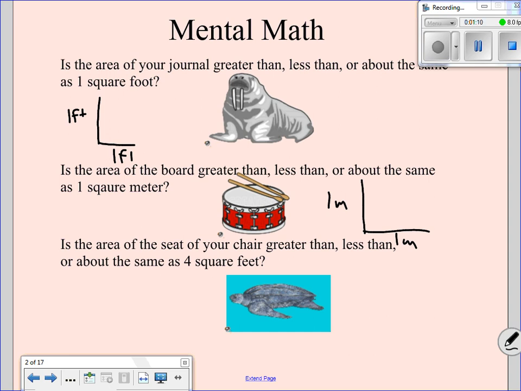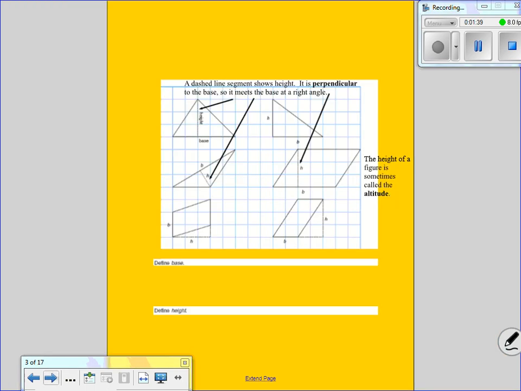Is the area of the seat of your chair greater than, less than, or the same as 4 square feet? Where you sit, 4 square feet. 4 feet by 4 feet means we have a square of 4 feet. That's not the size of your chair at school, kids. Maybe the size of a big recliner at home where 2 people can sit on it. I could see how that could work. Okay, let's keep on moving here.